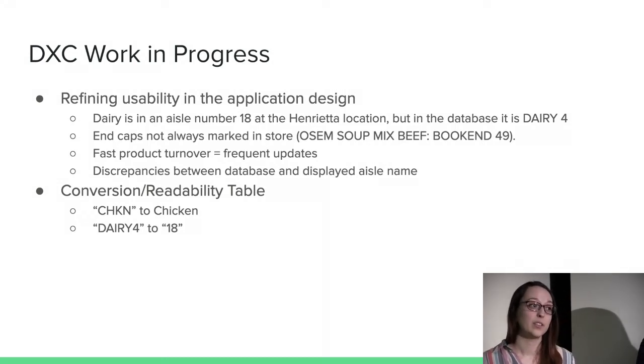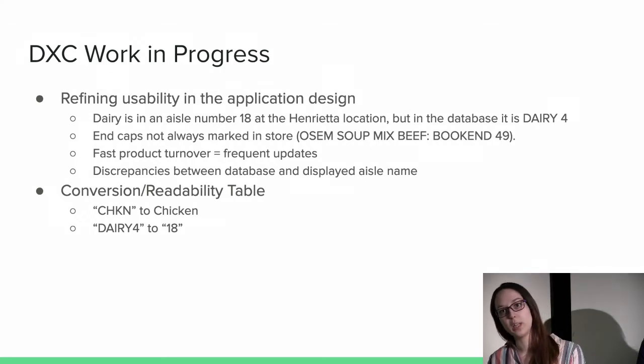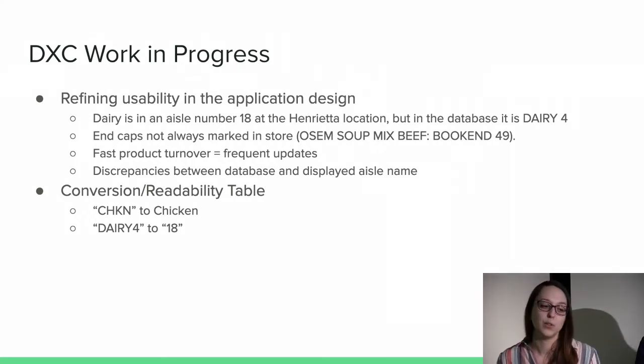Another issue of a very similar vein are end caps or bookends. So, you know, the end of the aisle, the little side pocket stand where you can usually find salsa or peanut butter or who knows what. That usually was labeled separately as bookend 49 instead of the end of aisle 13. They're different things that would really confuse a shopper and a user, and they're currently working on that.